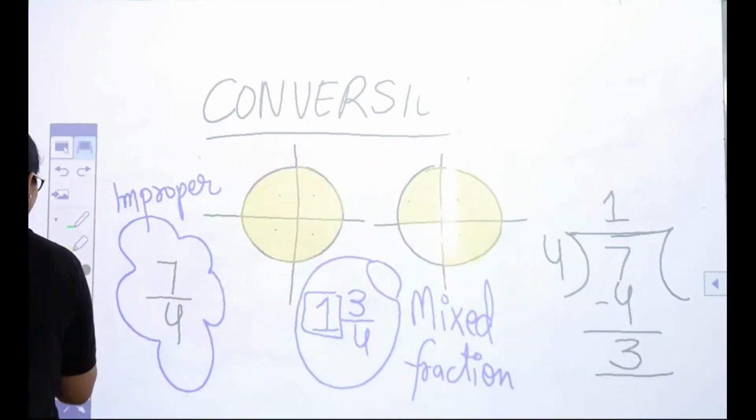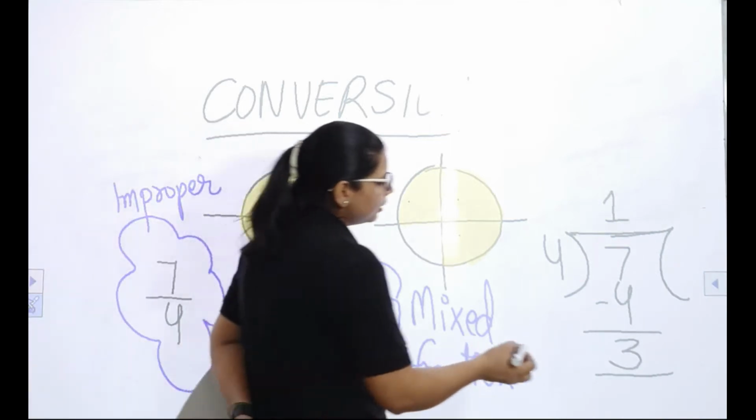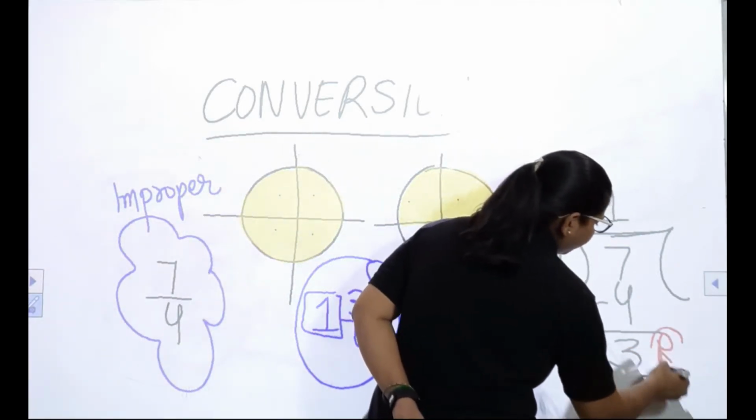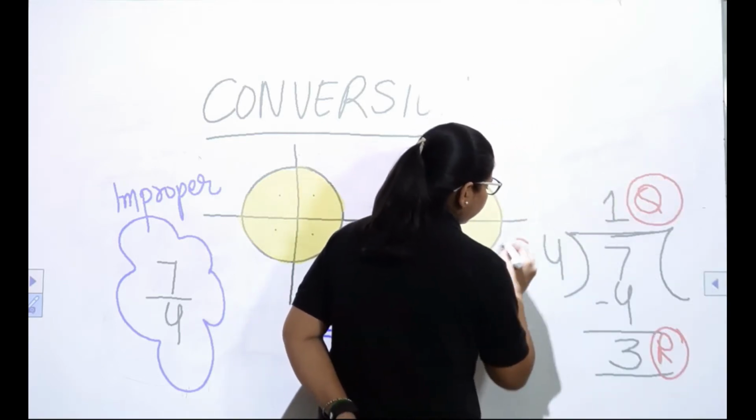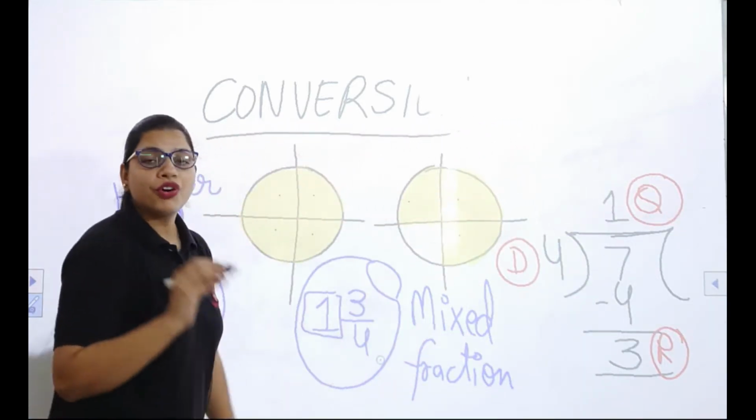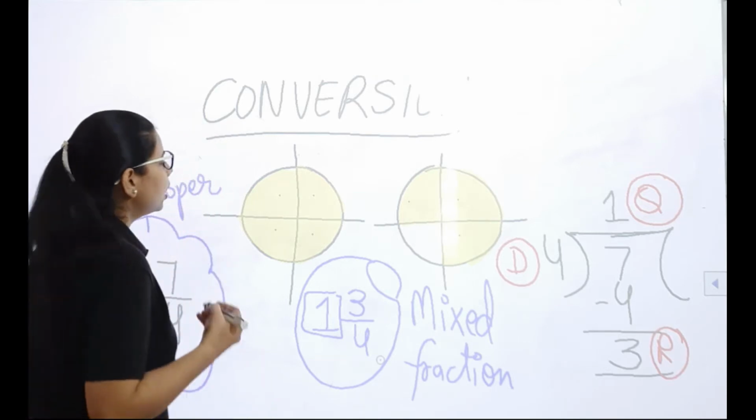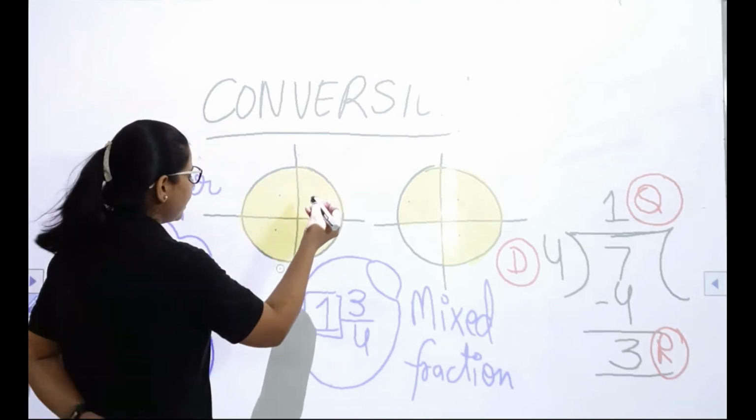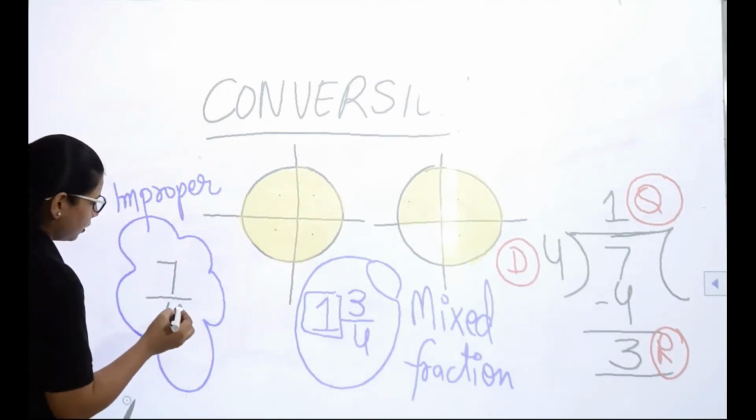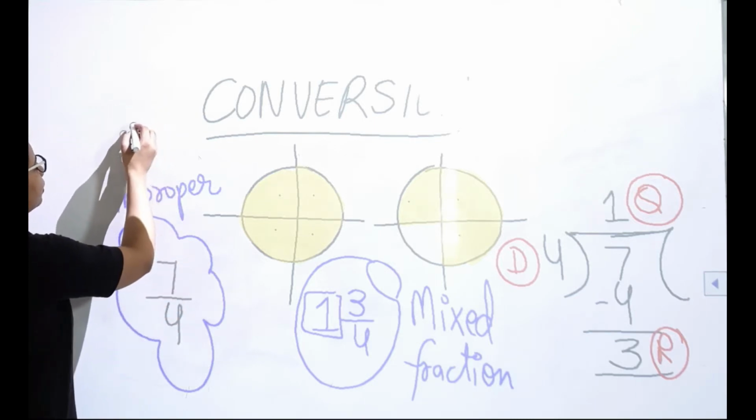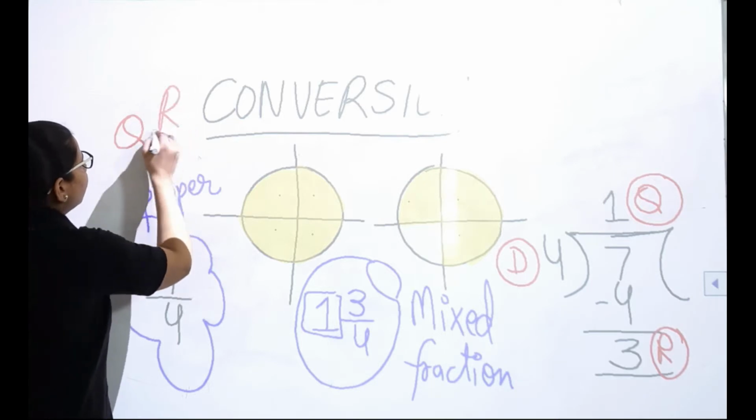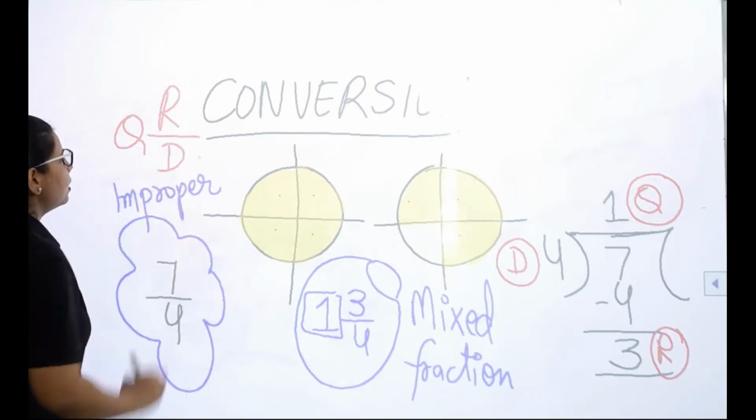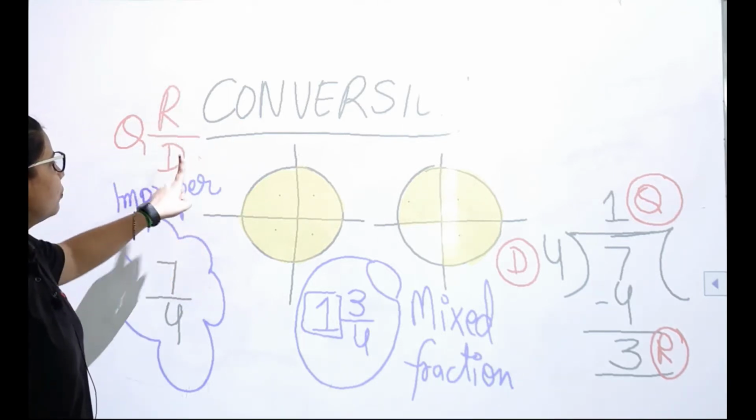The remainder is 3. What's the remainder here? Remainder is 3. What is the quotient here? Quotient is 1. What is the divisor here? Divisor is 4. For writing a mixed fraction, we have a code. The code is Q R upon D. This is Queen's Ring of Diamond.